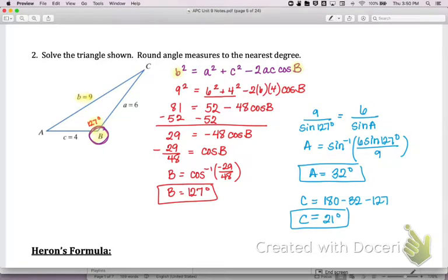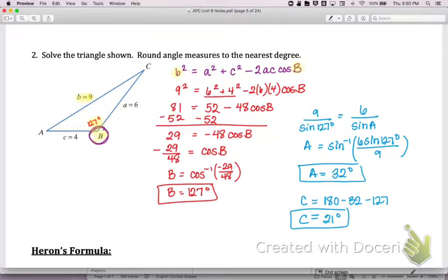Alrighty, when you do the law of sines, we have to use the sine inverse to solve for A, and you should get 32 degrees. And then all you have to do for C is subtract 127 and 32 from 180. That tells us there's 21 degrees left.